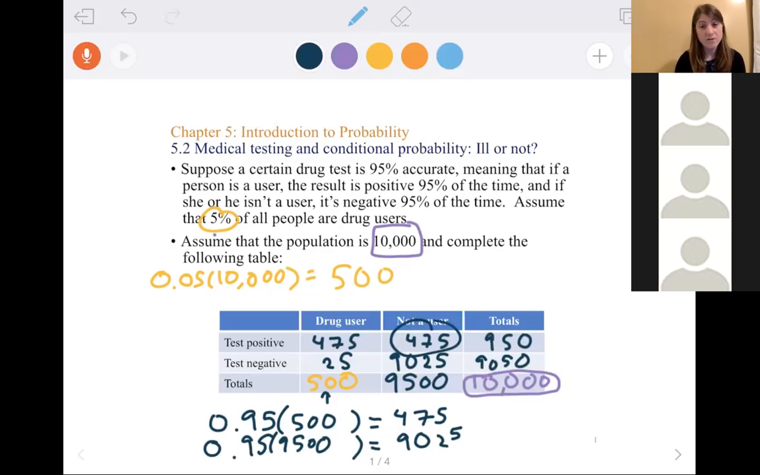And then as a double check, one last double check, sum down your column. If you sum 950 and 9,050, it also sums to 10,000. So you should have your column totals and your row totals both equal that grand total.